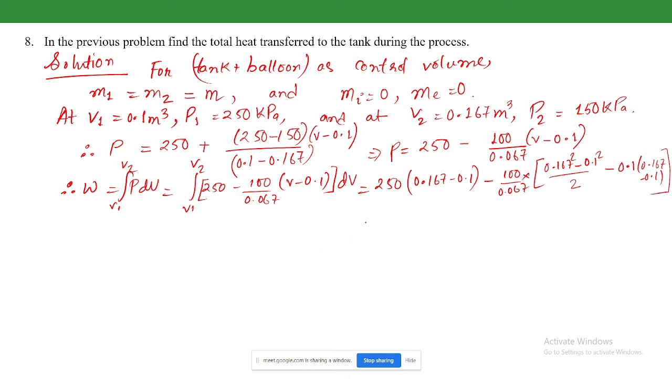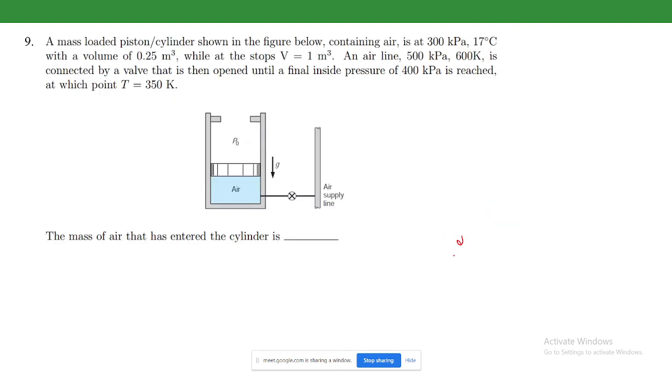So if we go ahead, this comes out to be 16.75 minus 100 by 0.067 multiplied by this value, which comes out to be 0.00224. This total comes out to be 13.40 kilojoule.